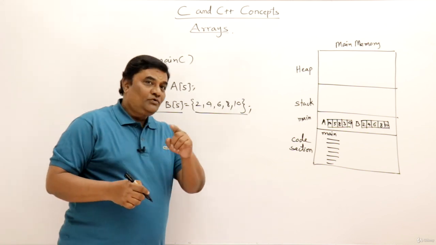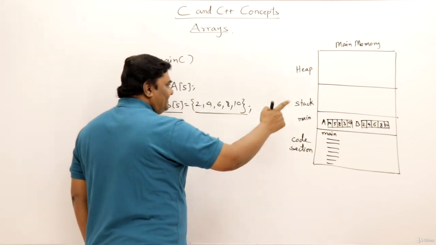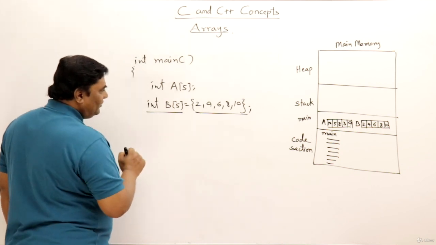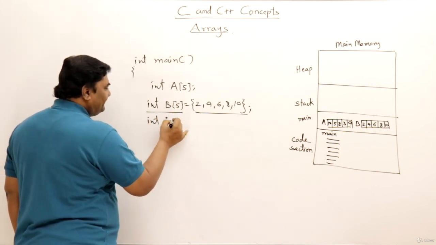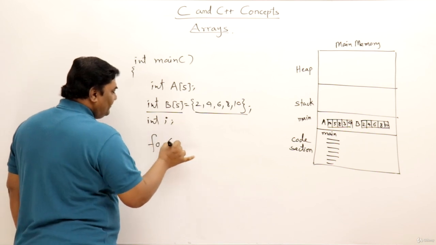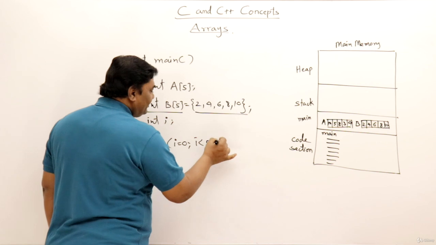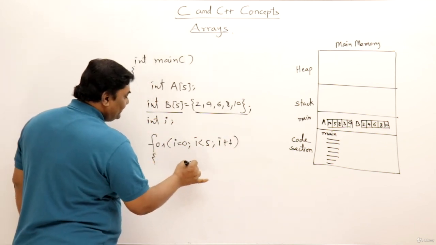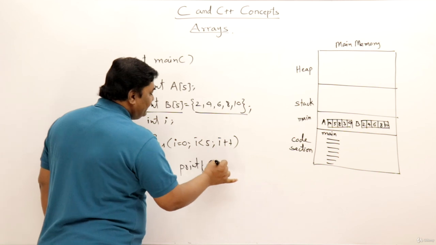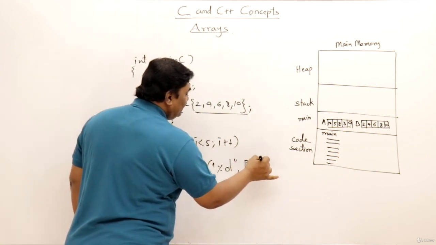Now next is how to access an array. For accessing an array, we can access all the elements one by one. Suppose I want to print all of them, then I can use a for loop. For that I will take one variable i, and using a for loop, for i = 0; i < 5, i++, then using printf I can print it. So printf %d, b[i].